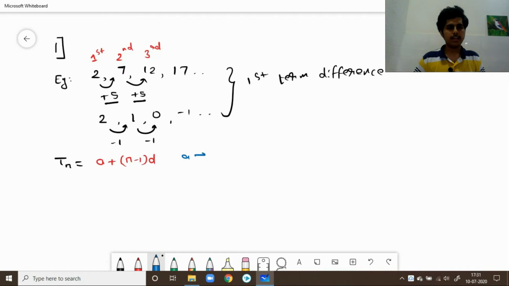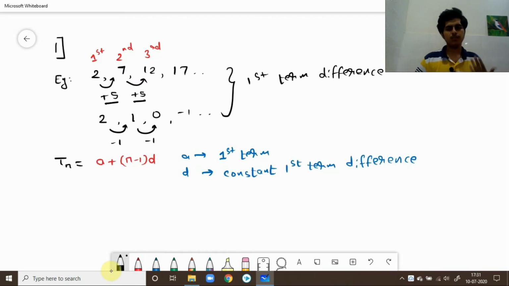Here a is my first term, which is the first term of the series, and d is the constant difference. Now if you want to check whether this formula works or not, you can try by inputting a few values. If you want to know the first term, you know that the first term will be just a. So this is my T1, and if I use the formula, what do I get? T1 is a plus 1 minus 1 times d, which is a.